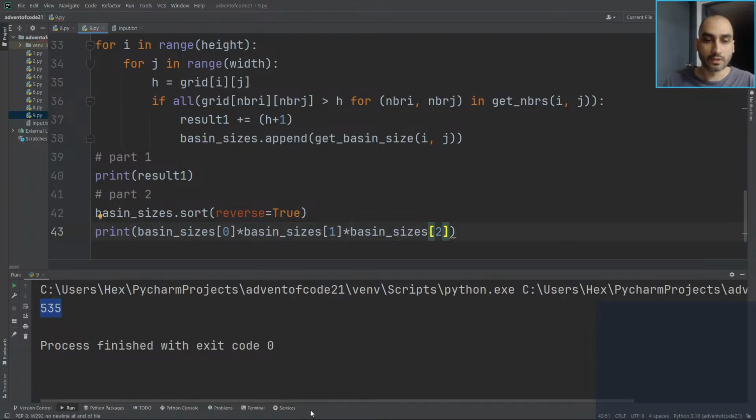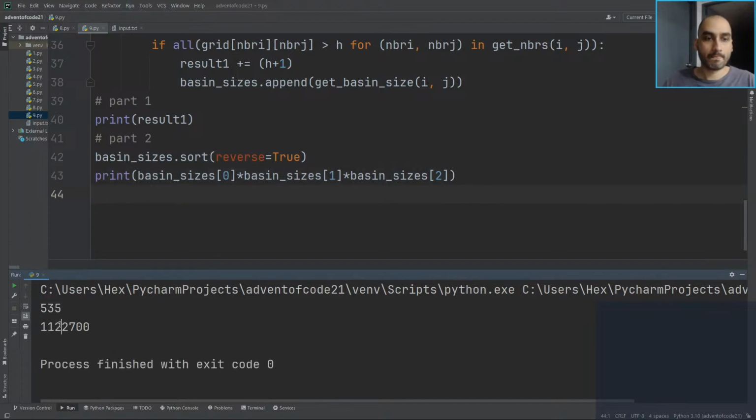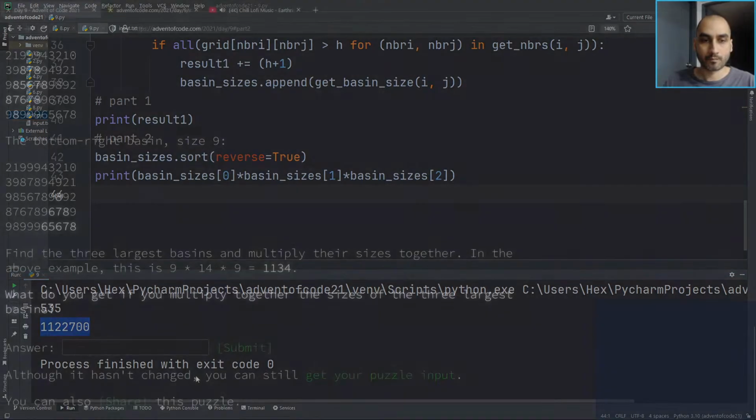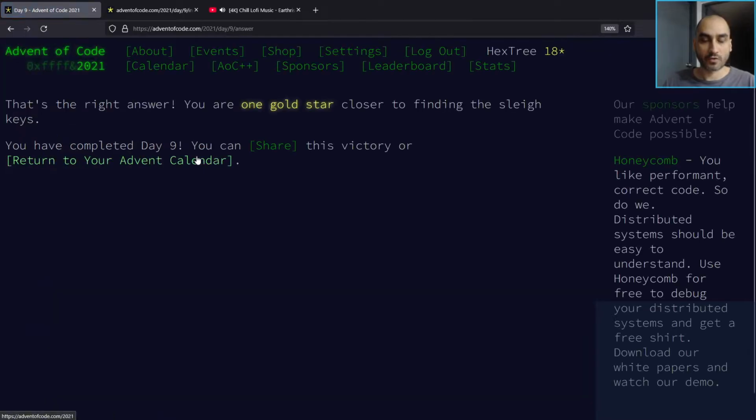Is that what they wanted? Multiply the 3 biggest. Okay. Correct. Okay. That was a nice flood fill warm-up.